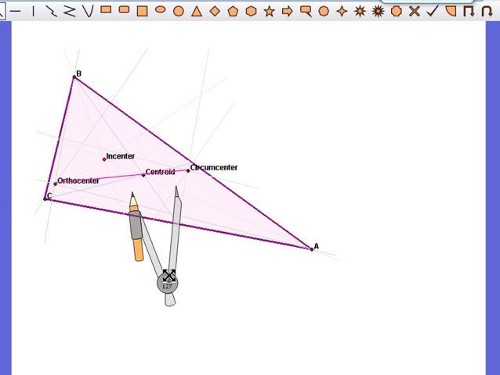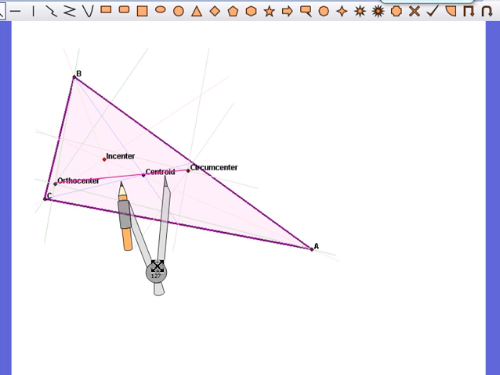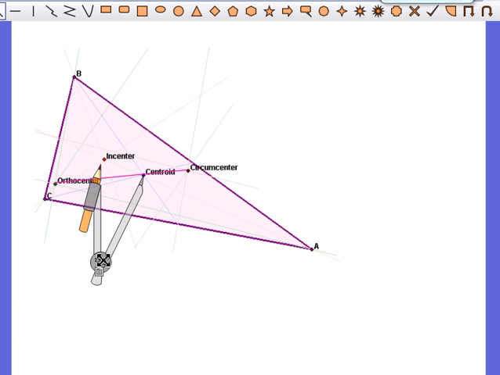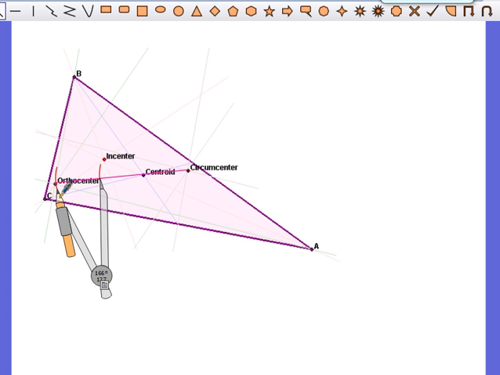Okay, so I'm going to double check that measurement, make sure my compass didn't get bumped. So there's the distance between the orthocenter and the centroid, and I am going to mark that off. And I'm going to measure the distance between that marking and the orthocenter and see if I notice anything.